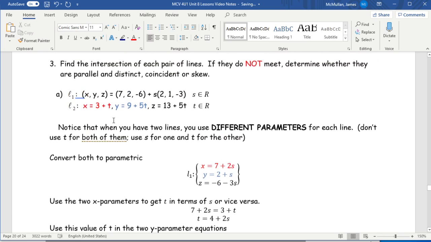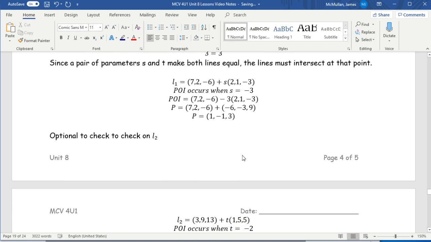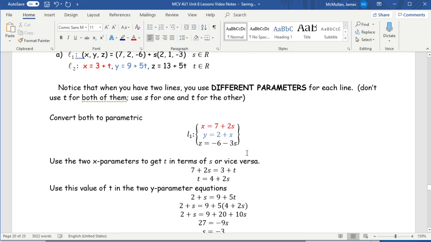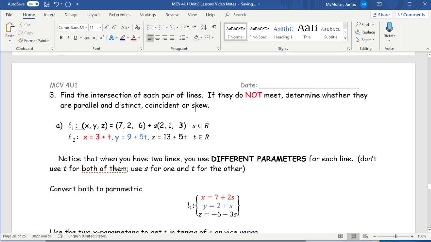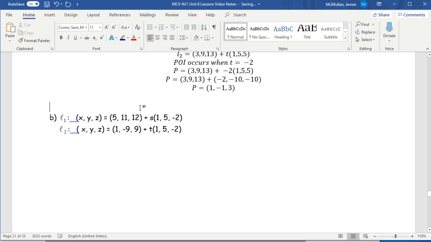All right, so that's the intersecting lines question. Right now, I've done all the possible work you could do. You'll be able to do this quite a bit faster than I just did, but I just want you to have a good solution for your notes. Okay, the second one, right?